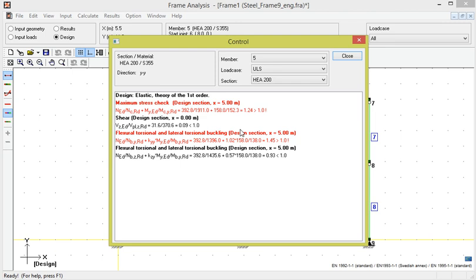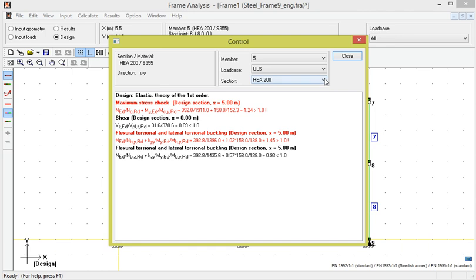A check shows that the flexural torsional buckling out of the frame plane now is okay. However, we still have problems with the maximum stress and the flexural buckling check in the frame plane. Defining lateral support has of course no effect on these checks. Instead we have to change the section.